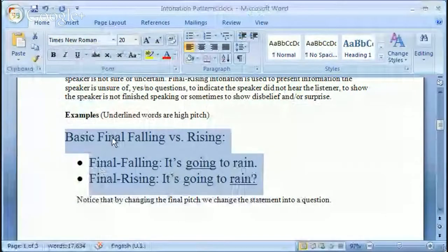Let me pull up a screen share here. Okay, basic final falling, final rising. Final meaning at the end of a sentence, usually, or possibly at the end of a clause, a large group of words. We will use falling or rising intonation. Falling means we speak lower, or rising, we speak with a higher pitch.